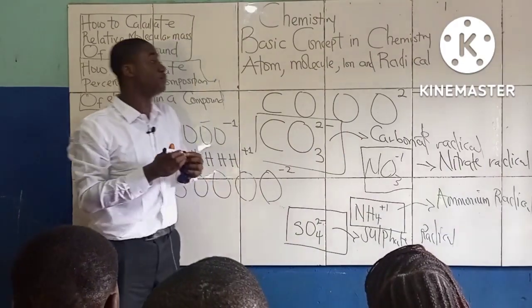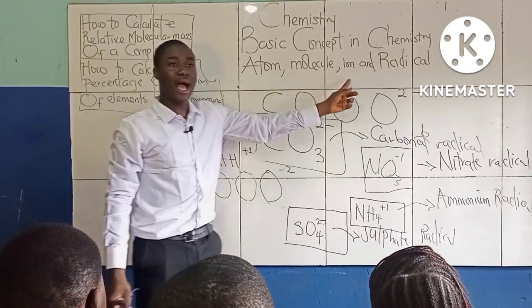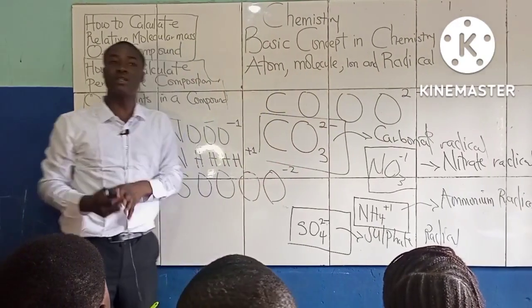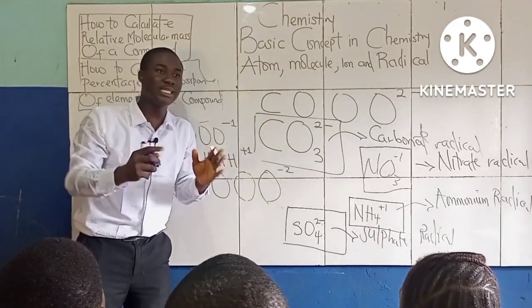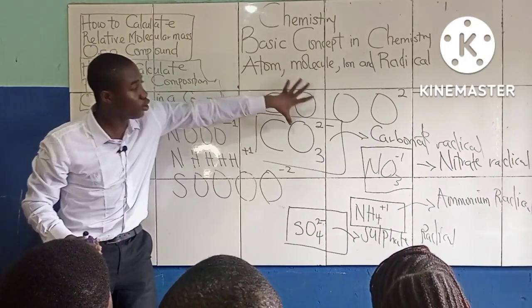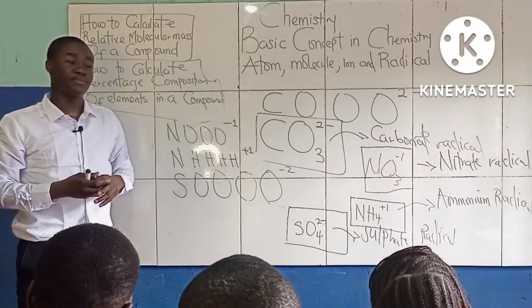So I believe now you understand the concepts about atoms, molecules, ions, and radicals. So that is for that. So let's quickly move over to the next concept, which is how to calculate the relative molecular mass of a compound. Understanding this concept will be very, very important here. So that's what we'll be learning now.